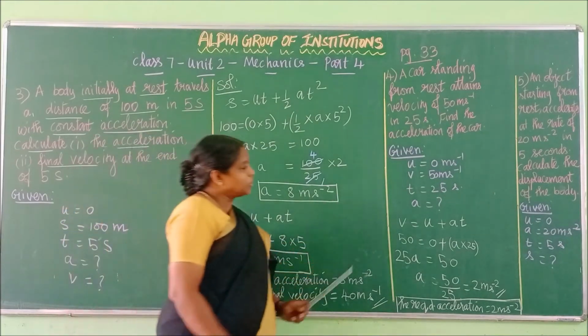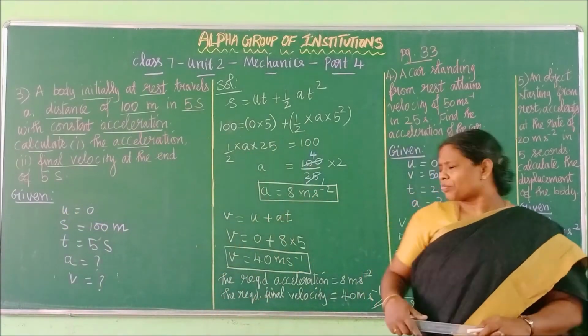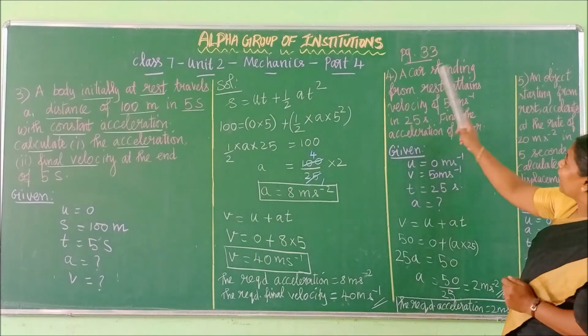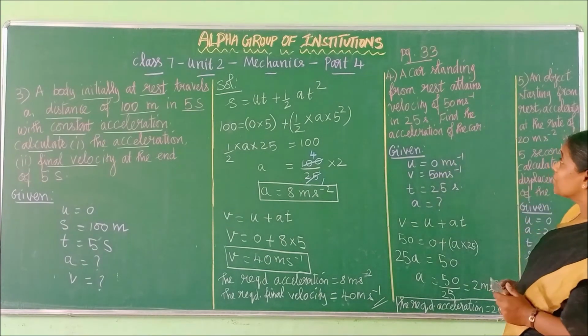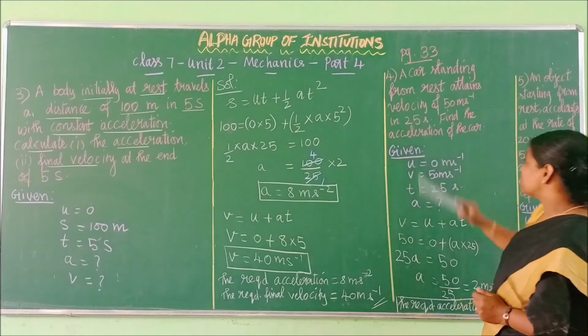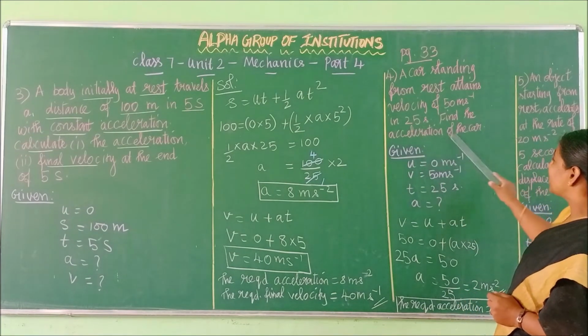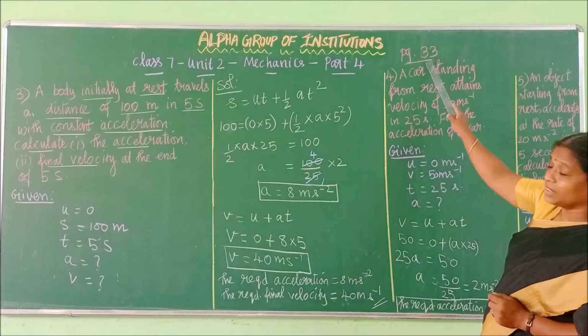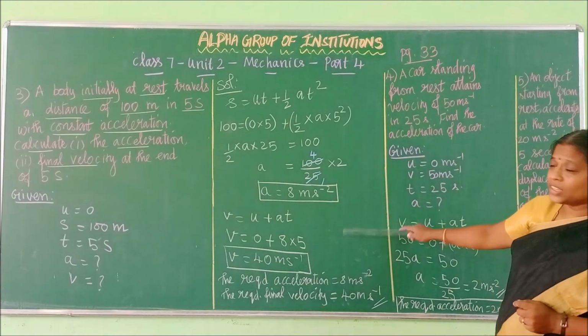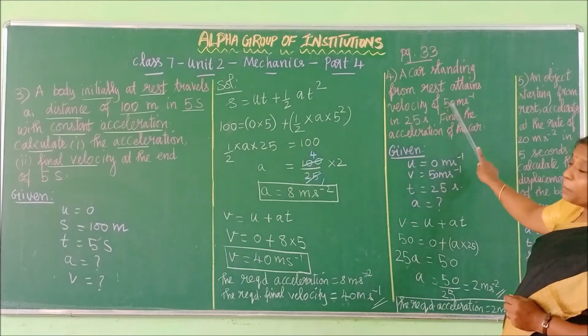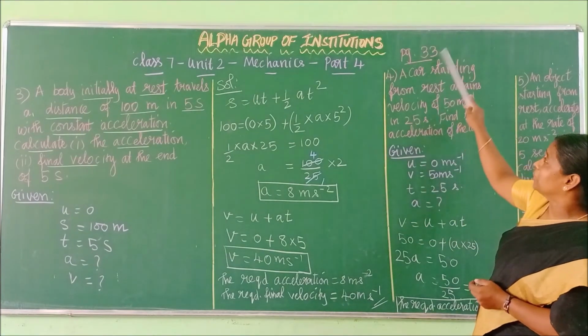Shall we go to the fourth sum, children? It's a very easy sum, a simple one only. A car starting from rest attains a velocity of 50 meter per second in 25 seconds. Find the acceleration. It is from page 33, children. Till here all the sums were from the same page, and this is from another page.